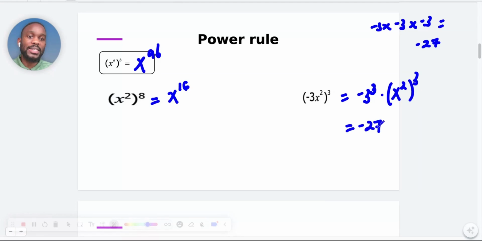Remember, we're collecting like terms. I think by now we should know how to deal with constants. But remember now we have x exponent 2, exponent 3. Simply multiply out those exponents and you'll have x exponent 6. So that is what you get. Let me give you another example, guys.